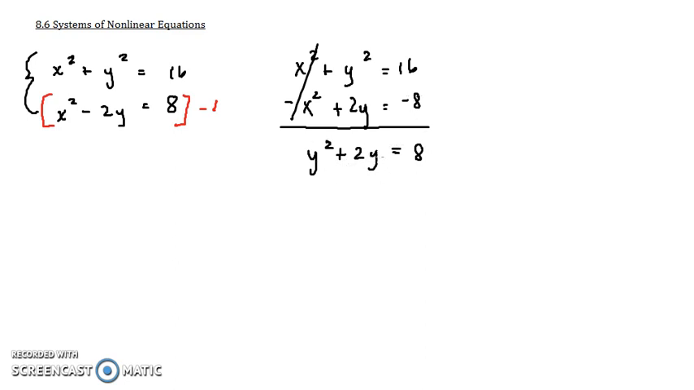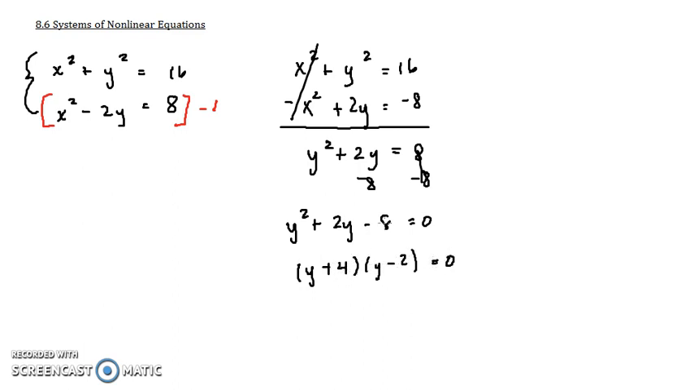Okay, so we did our elimination, and what do we have? Again, we have a quadratic. Let's move everything to one side, and we should be able to factor. So we're going to have y squared plus 2y minus 8 equals 0. Factors of 8 that add up to 2 should be plus 4 and minus 2. So we multiply them, we get negative 8. We add them, we get positive 2. We've got something times something equals 0. So we know that we can break this up by the zero product rule. And we get negative 4 and we get positive 2 when we solve those. Okay, so negative 4 and positive 2.